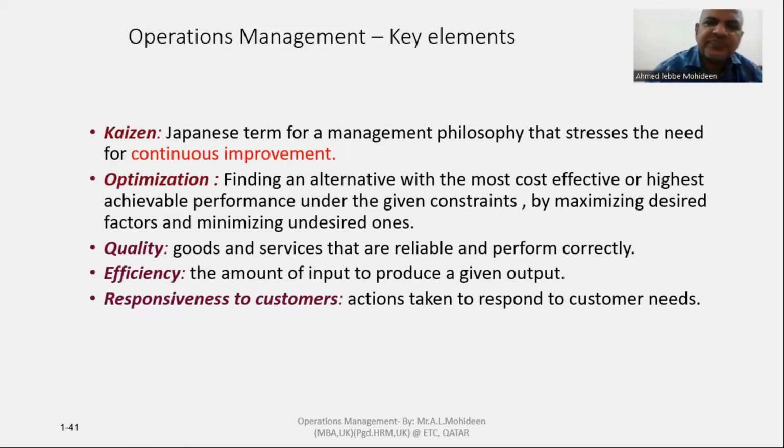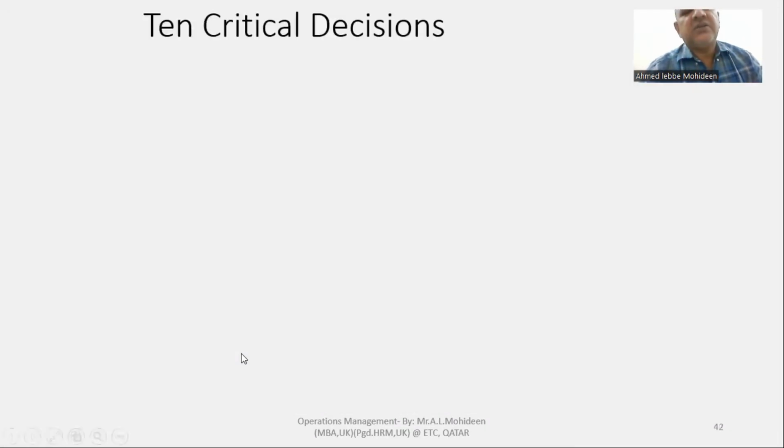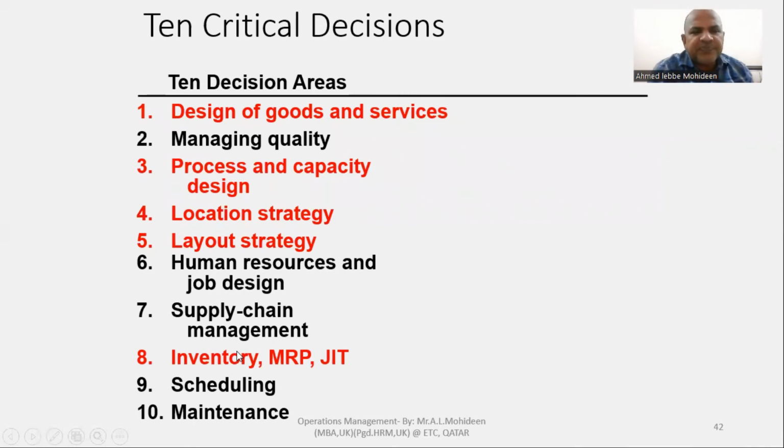Okay, understood. So in operation management, you can see some key elements: Kaizen, optimization, quality, efficiency, and responsiveness to customers. These are the 10 critical areas connected with the critical decisions in operations management. One is design of the goods and services. You have to design what kind of shirt you need. I'm always using shirt, so it's easy, you know? And managing the quality, that is also another focus.